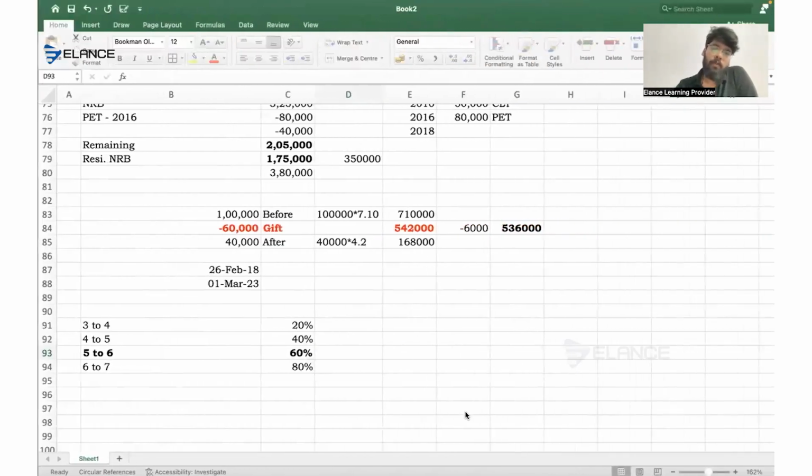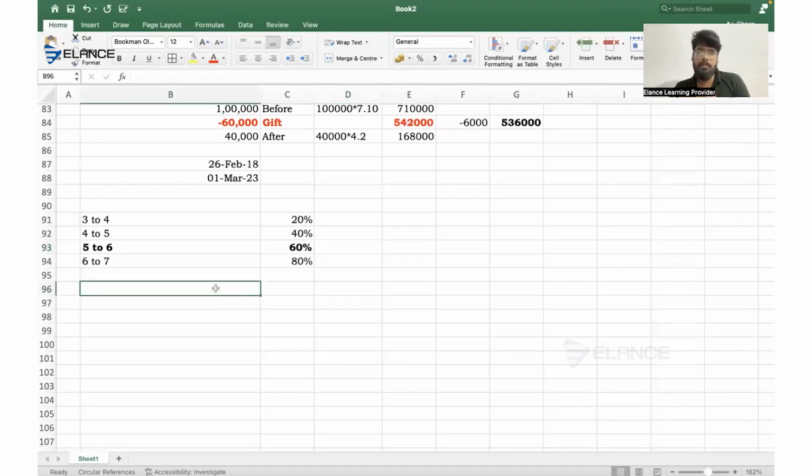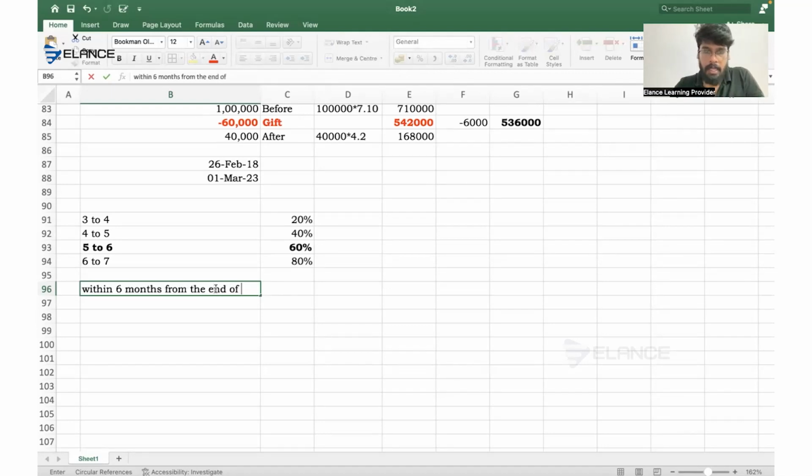Okay, so the due date of IHT on death. At the time of death, there will be lots of IHT arising. On the death of a taxpayer, a person, there will be lots of IHT arising. So every tax arising on the death should be paid within 6 months from the end of the month of death.